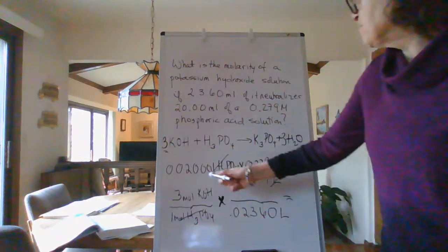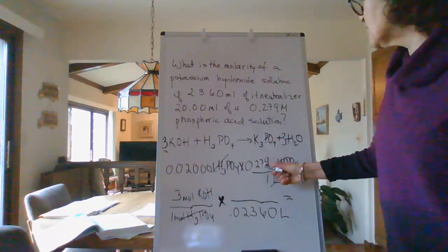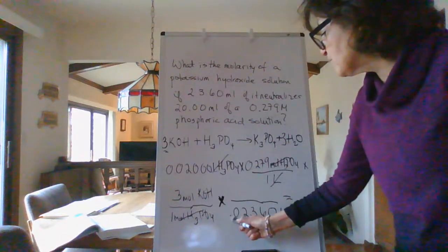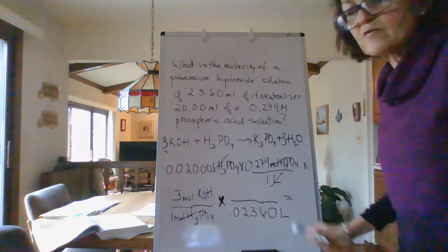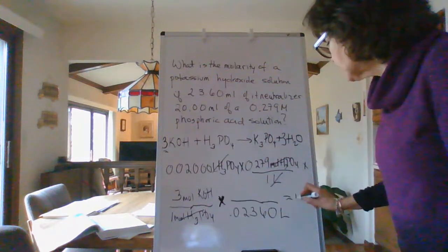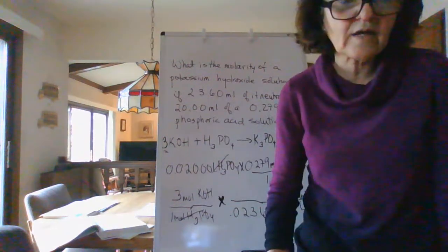So we have 0.02000 times 0.279 times 3 divided by 0.02360. Okay? All the units cancel, and what you're left with is moles per liter. And moles per liter is molarity.